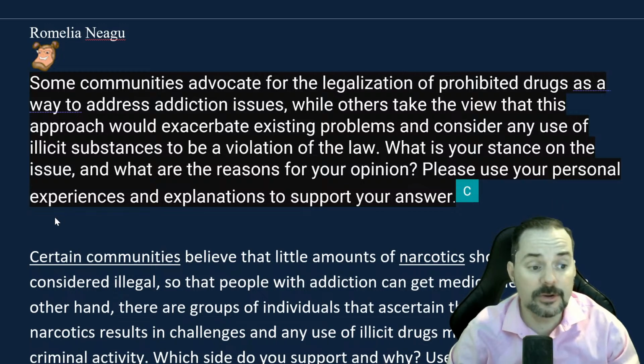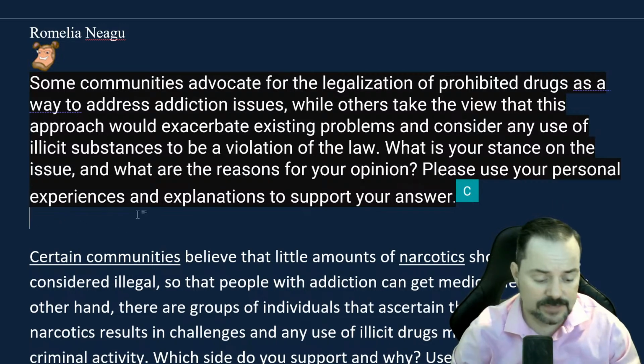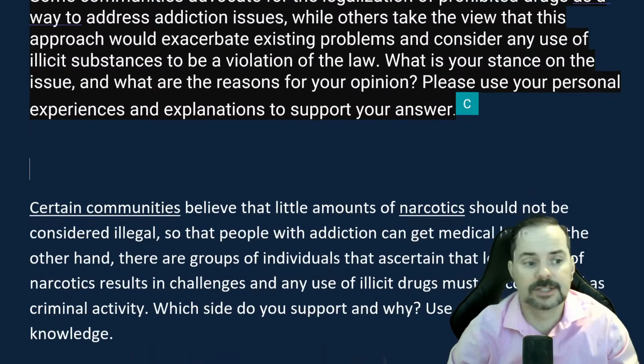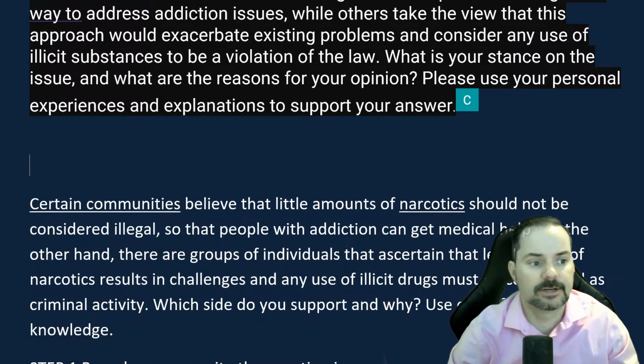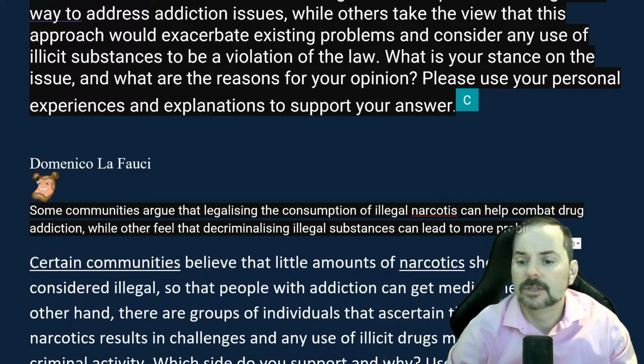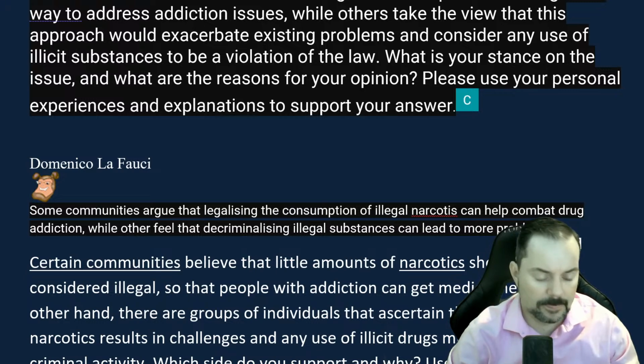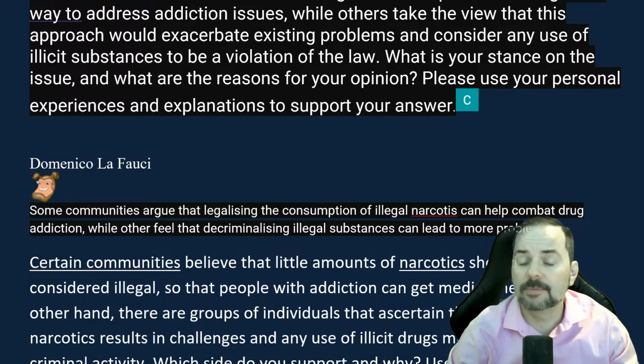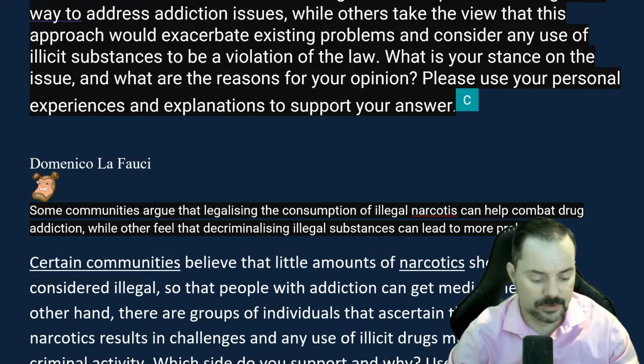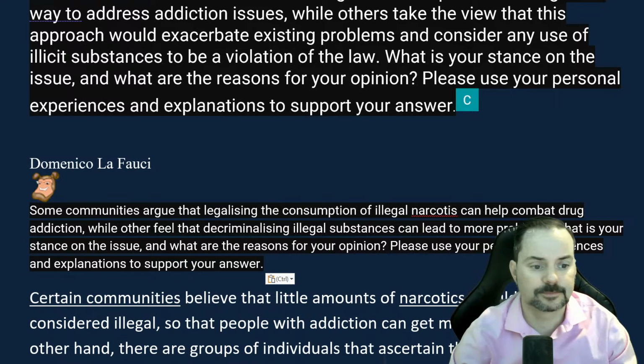Domenico, and it's another way. Look how different Romelia's is from everybody else's, and it's a Band 9. It's an excellent paraphrase. Good. When you're at home and you're practicing for Part 2, use a thesaurus, use a dictionary, find synonyms. Learn new words when you're doing this step.